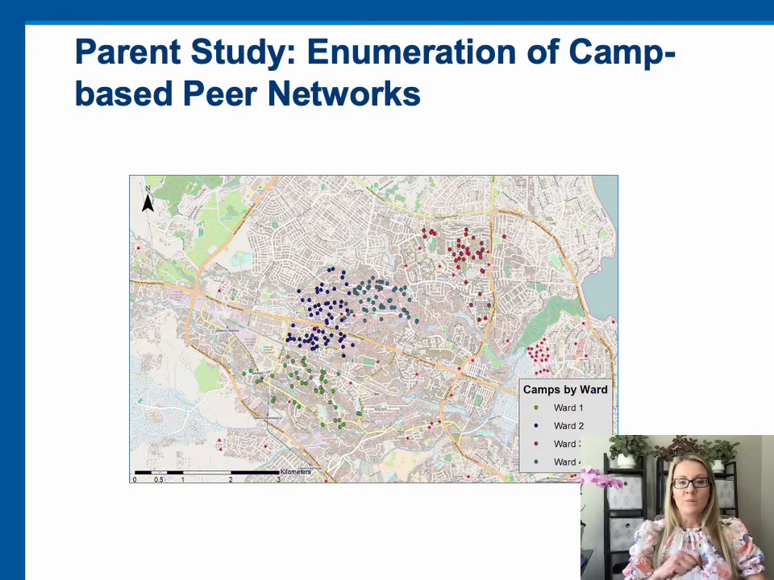We then had our team of research assistants go out to all 60 camps and collect camp rosters, which included the names and contact information for all camp members from all 60 camps. And then we attempted to contact all individual camp members at least 3 times to assess their individual eligibility to be enrolled in our study.